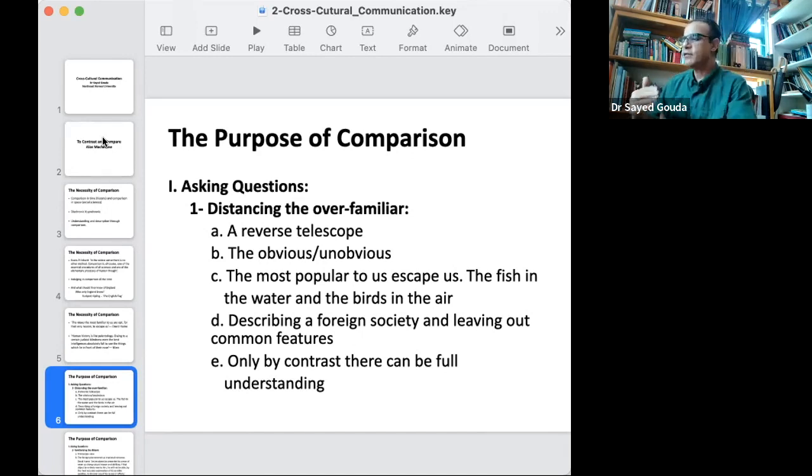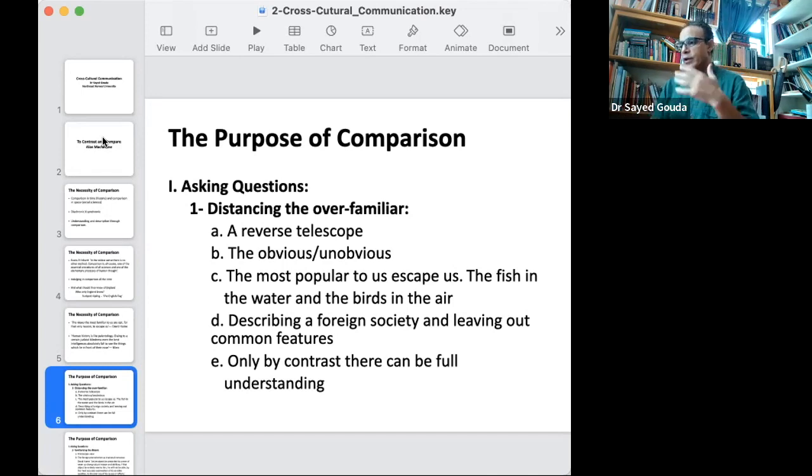First, let's call them two phases. The first phase, the first stage, is asking questions. The second stage is testing answers. We ask questions first. We try to come up with some questions and certain hypotheses, and then we try to test the answers we may have.